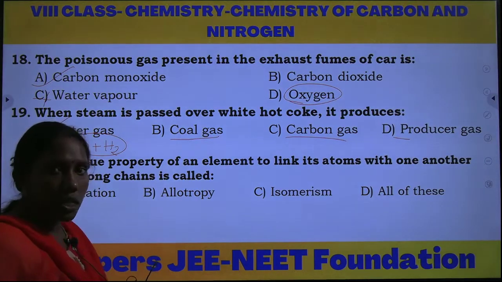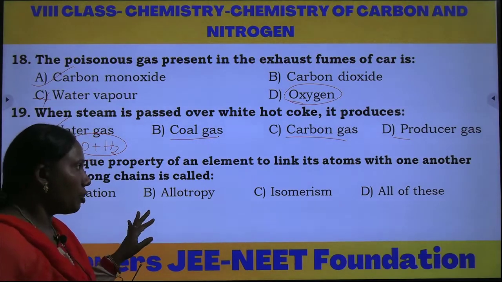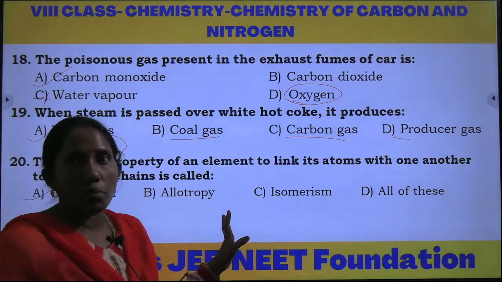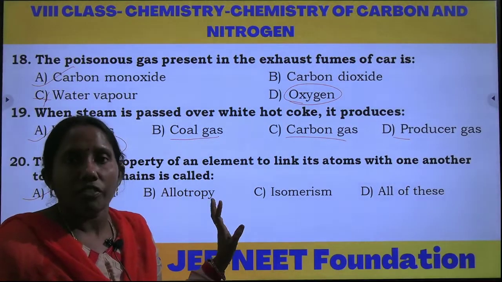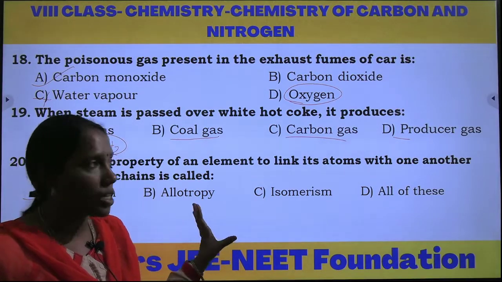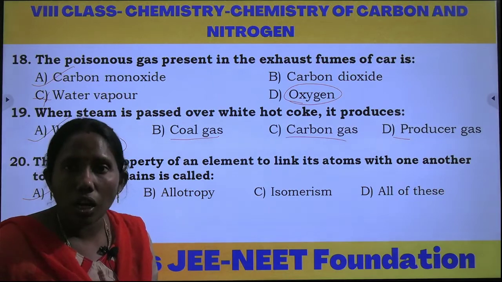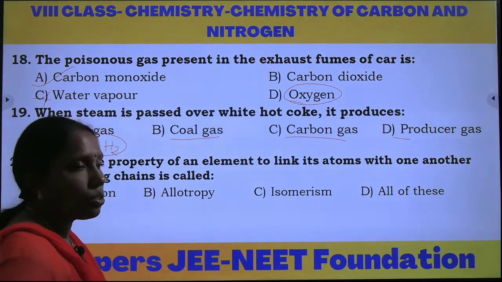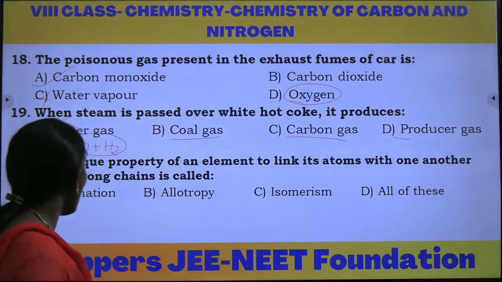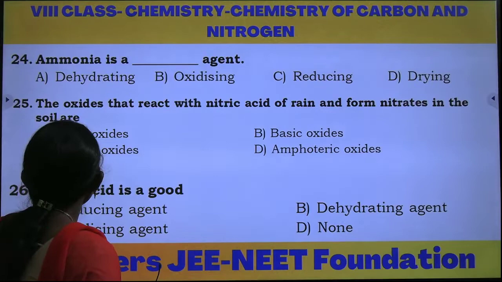Not allotropy, the definition of allotropy we have already discussed, and not isomerism either. Isomerism, as I said, is the phenomenon where compounds have the same molecular formula but show different physical and chemical properties and are said to be isomers of each other. That is also not the definition for this one. This is called catenation, so I will go with option A. Come to the next question.